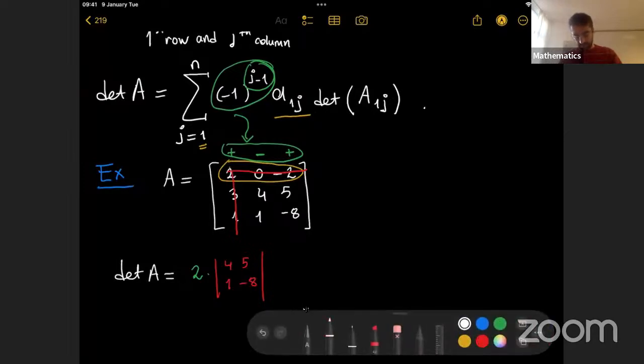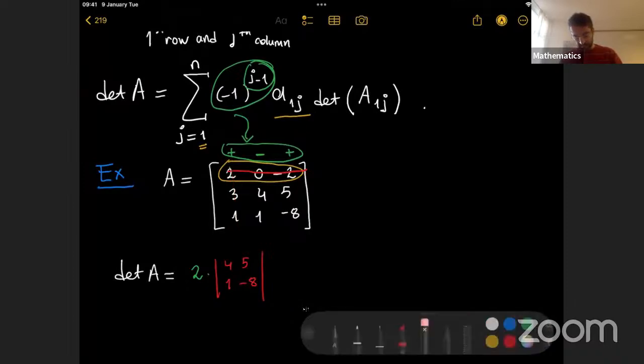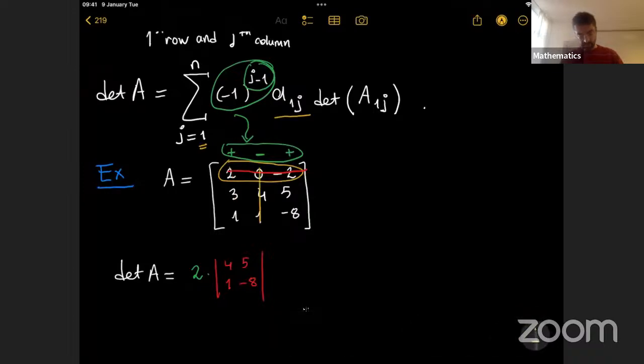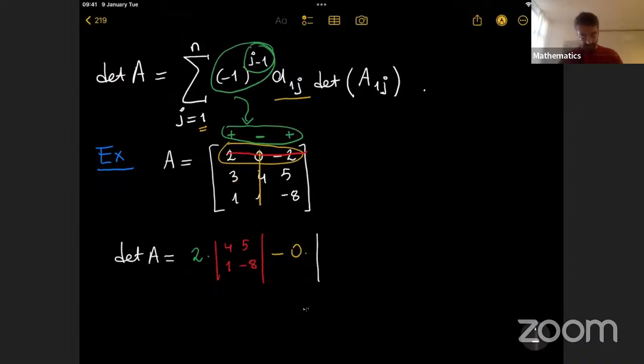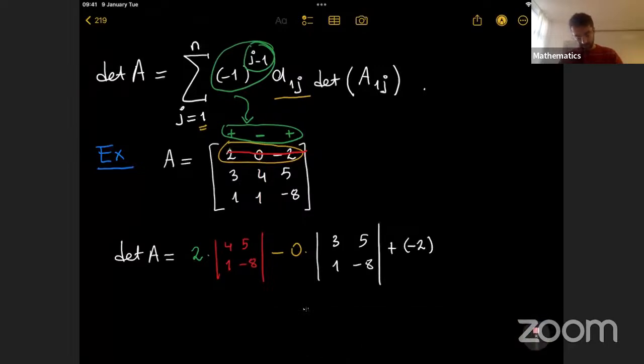So let's continue now with the second entry here. I cover this one, and the resulting matrix is, well, basically minus 0 times 3, 5, 1, -8. You don't even need to write this because 0 times something will be 0, but for the first time, let's write what the resulting matrix is. Finally, it is going to be plus -2 times, let's cover the last column, 3, 4, 1, 1. Any question so far?